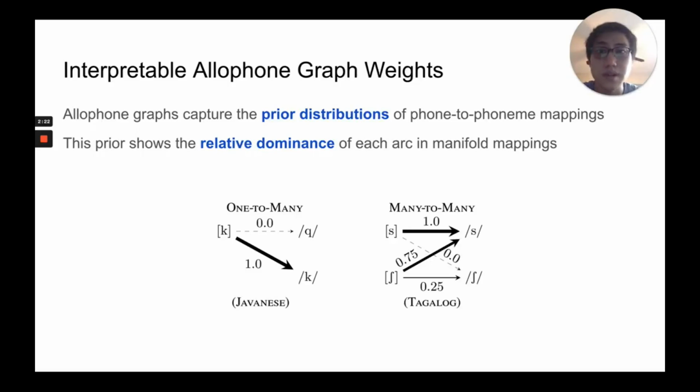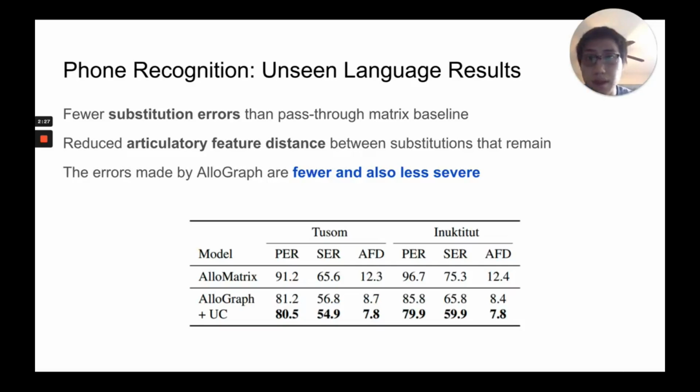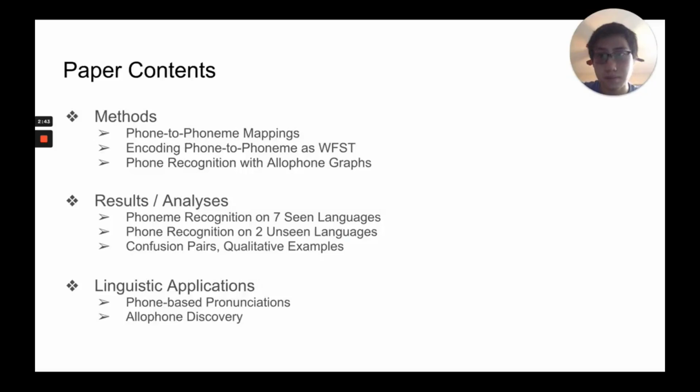What we end up with is allophone graph weights that are interpretable. And we also find that models using these allophone graphs result in fewer substitution errors and also less severe substitution errors than models where we simply use a pass-through matrix to represent the mappings. So please check out our full work for a description of the methods, results, including both phoneme recognition and also discussion about confusion pairs, qualitative examples, and we also look at linguistic applications of this.